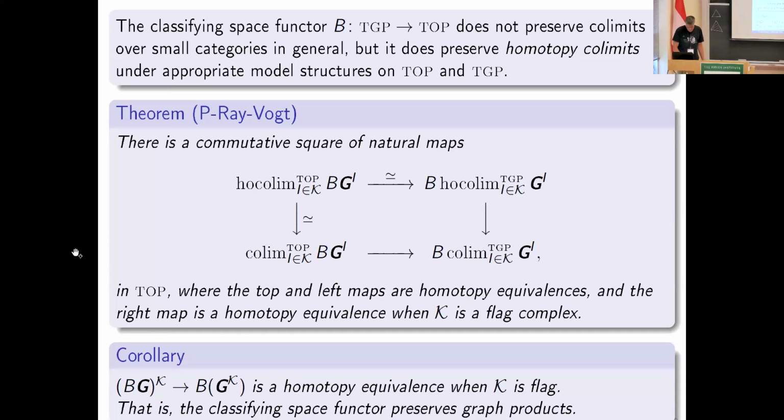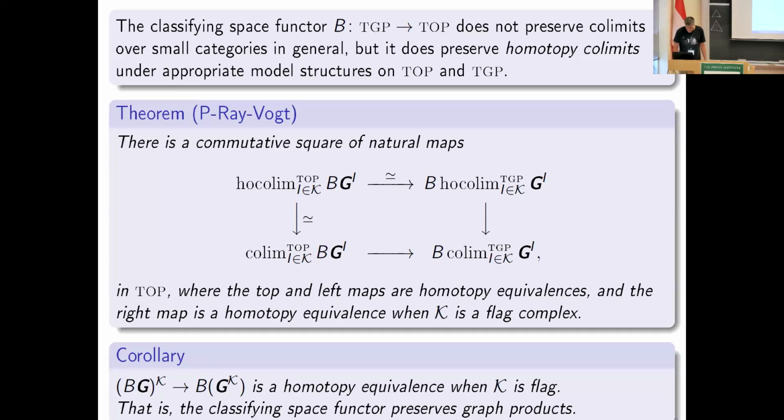So in particular, that means if you started with a set of discrete groups, then this polyhedral product is a spherical space, because the graph product of discrete groups is a discrete group, and therefore its classifying space is a K(pi,1) space. So that also implies that this polyhedral product is a K(pi,1) space.